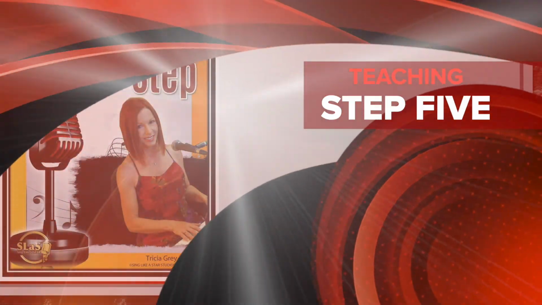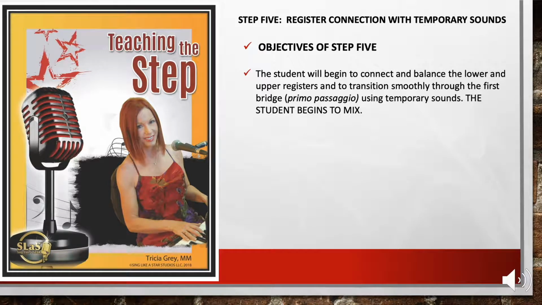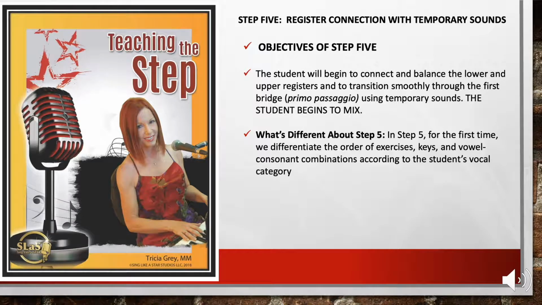Step 5. Register connection with temporary sounds. The objectives of Step 5. The student will begin to connect and balance the lower and upper registers and to transition smoothly through the first bridge or primo passaggio using temporary sounds. The student begins to mix. What's different about Step 5?